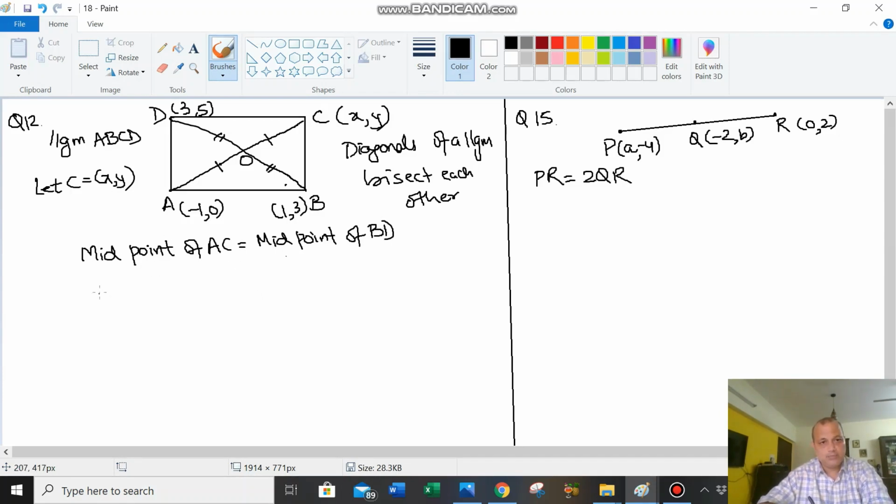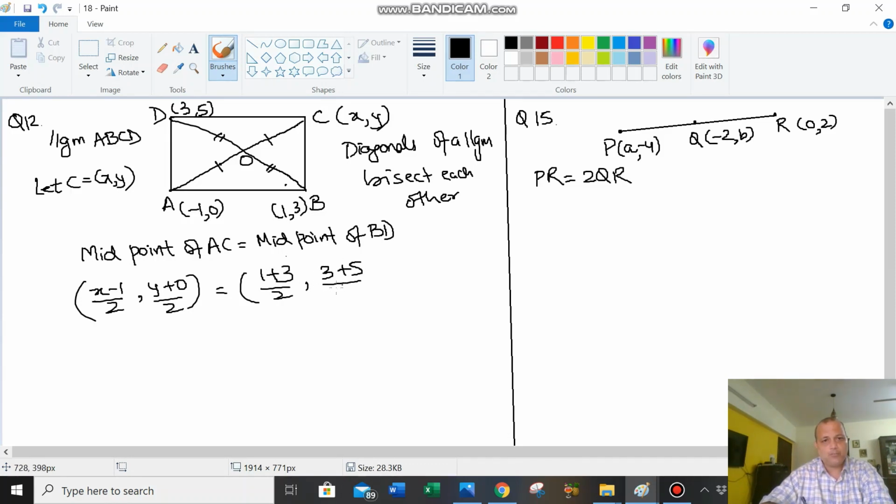So the midpoint of AC would be (x minus 1) upon 2 and (y plus 0) upon 2. And the midpoint of BD will be equal to (1 plus 3) upon 2 and (3 plus 5) upon 2. Let's take these two equations separately. (x minus 1) upon 2 is equal to 4 upon 2, and y upon 2 will be equal to 8 upon 2. Let's solve them separately.